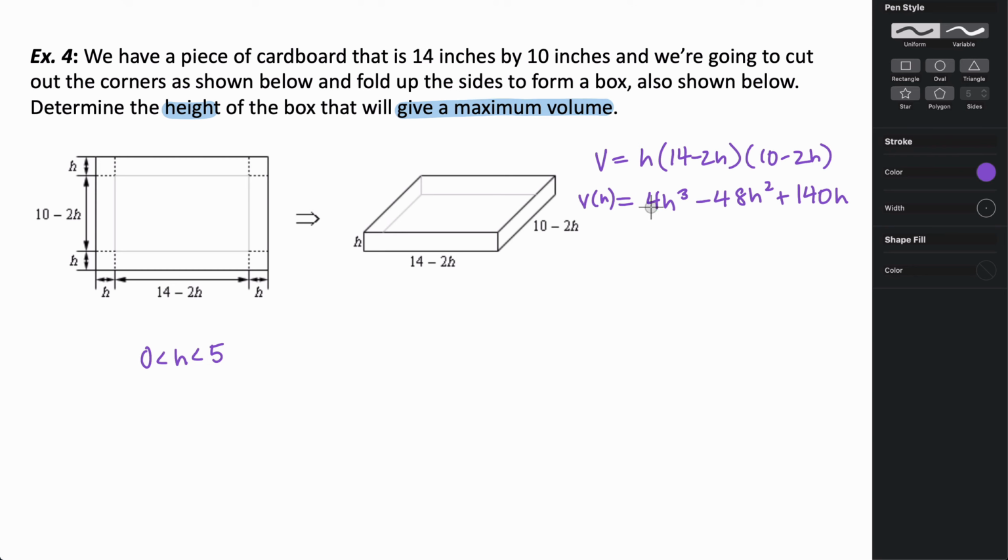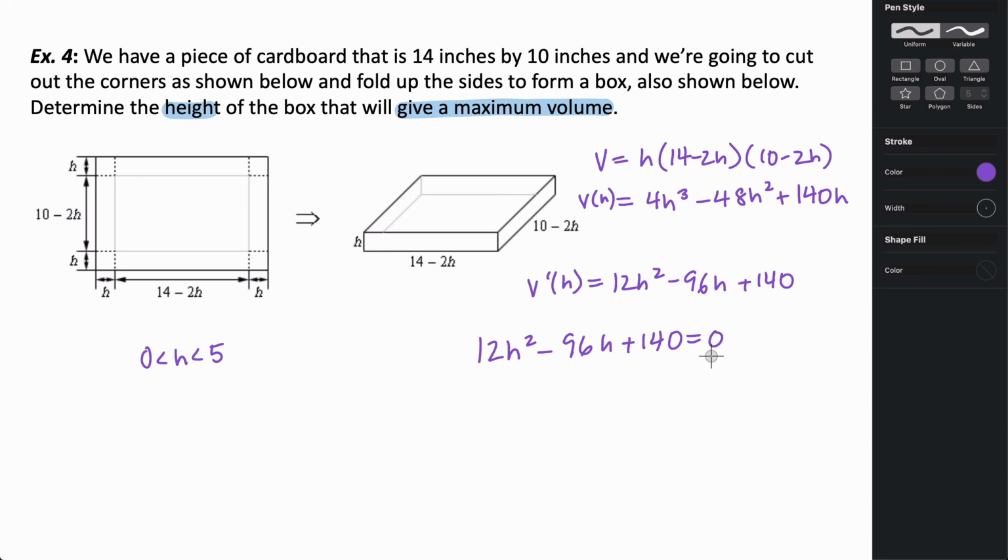So if I want to give the maximum volume, I need to take the derivative of this. So V prime of h is going to be 12h squared minus 96h plus 140. Now, if you try to factor this, you'll see that it's not factorable. So you have to go through the process of finding the zeros. So if we set up this equation here, because we want to find where it's 0, because that's where we have our relative maximums or minimums, when the derivative is 0.